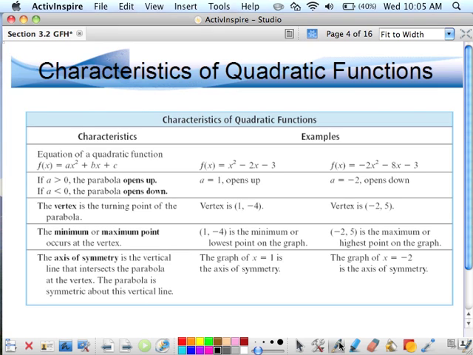The minimum or maximum point will always occur at the vertex for a parabola, and the axis of symmetry is the vertical line that goes through the parabola at the vertex. So for example, if the vertex is 1, negative 4, the axis of symmetry is the vertical line x equals positive 1. So you can just glance through that. If you need to make any notes about it, go ahead and do so. And if not, we'll move on.